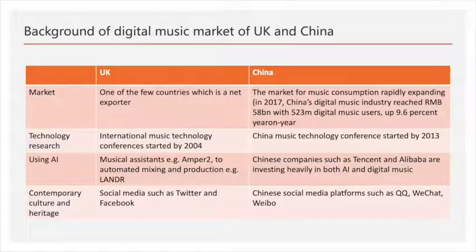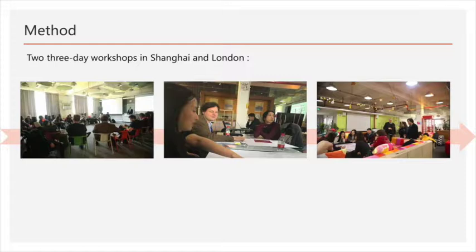To explore the differences in use of digital platforms for music in China and the UK, we undertook 2 workshops, one in the UK and one in China. The first workshop took place in Shanghai with 44 participants, hosted by the College of Design and Innovation, Tongji University in China. The second workshop took place in London with 16 participants, hosted by the Centre for Digital Music at Queen Mary, University of London in the UK.